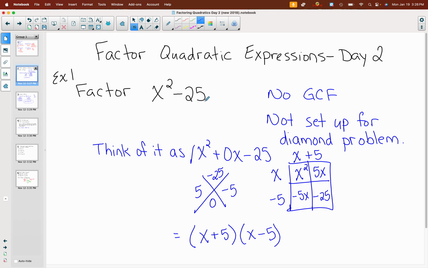So looking up here, I had the square root of x squared is an x. So notice I have an x. The square root of 25 is 5.